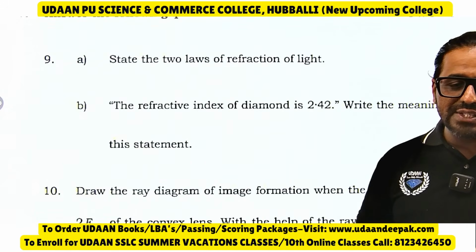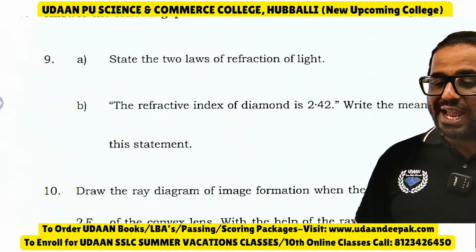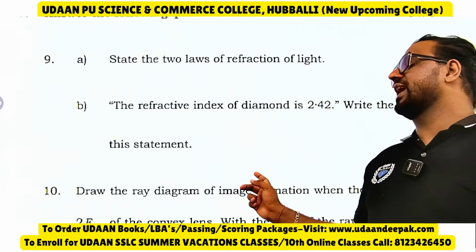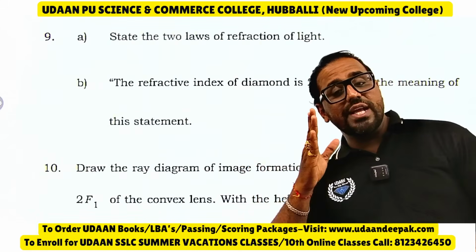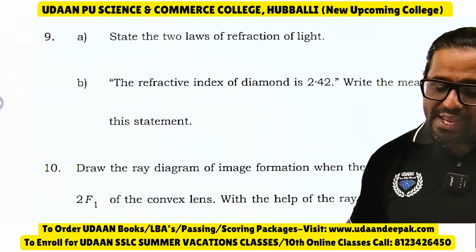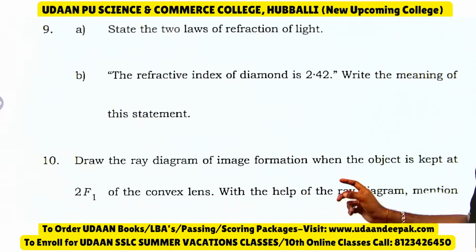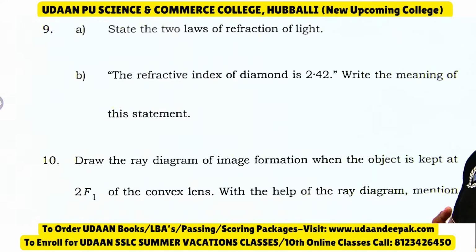We call it the second law of refraction. It is also called Snell's law, as we say here. Then, the refractive index of diamond is 2.42. Write the meaning of this statement.